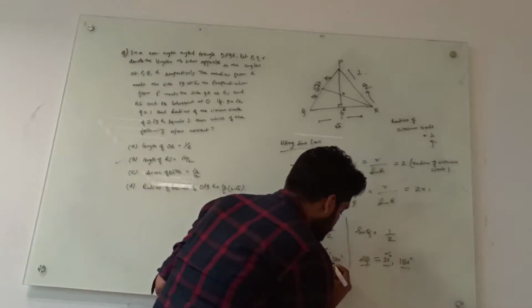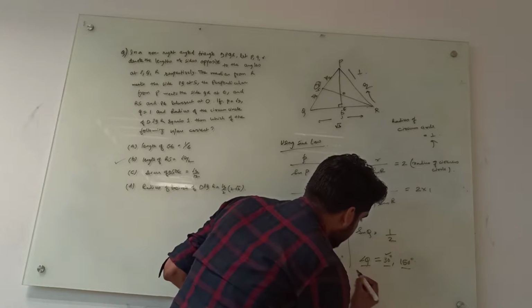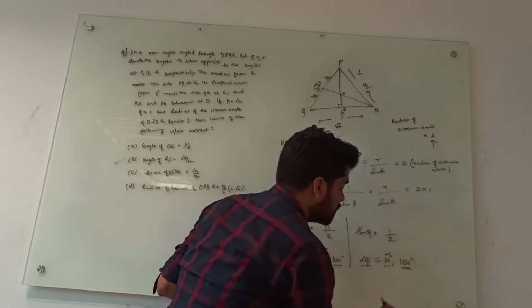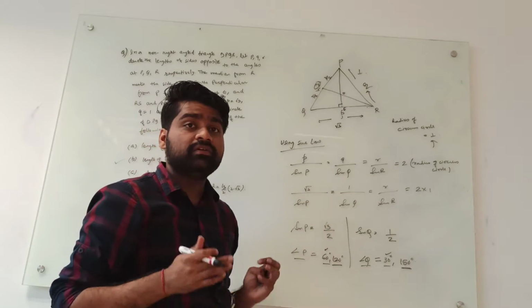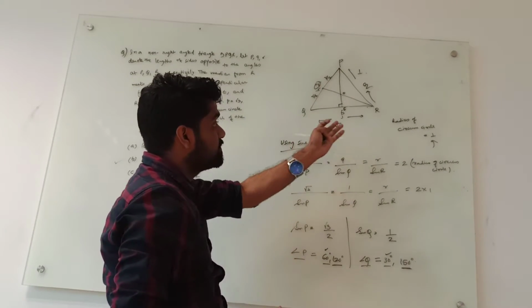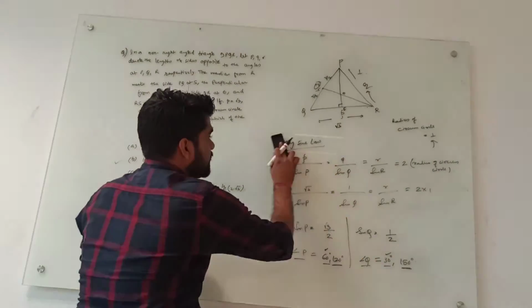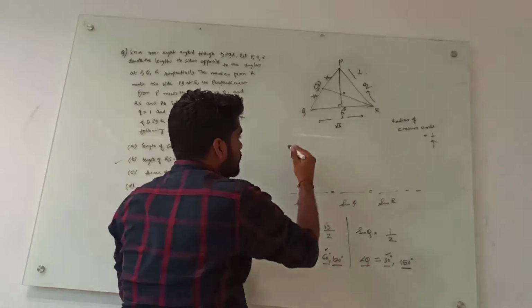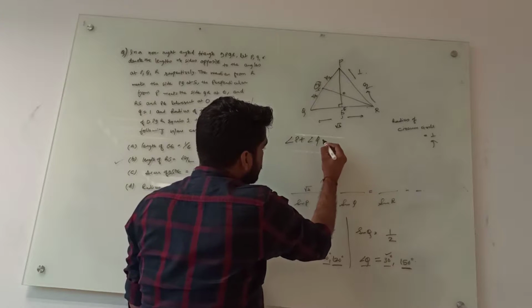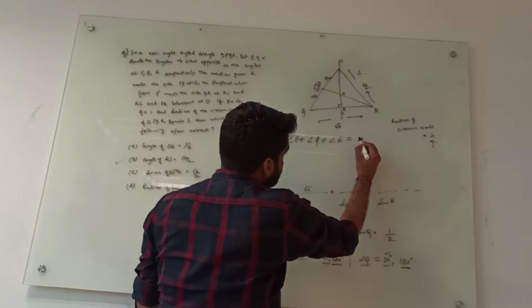So what is the other possibility? If we take angle P as 120 and angle Q as 150, what will happen? That angle property will be violated, because of the property of the sum of the angles of a triangle. What does the property tell? The property tells that angle P plus angle Q plus angle R should always be equal to pi.